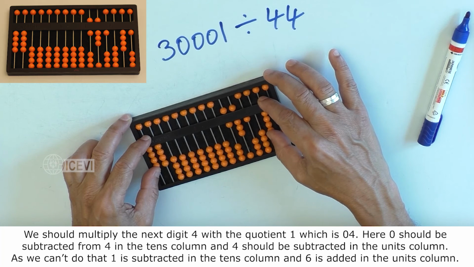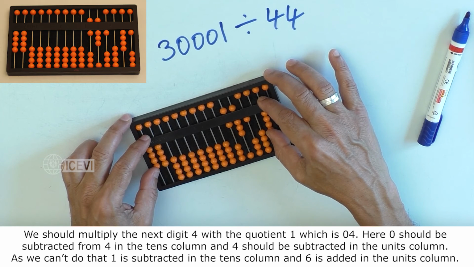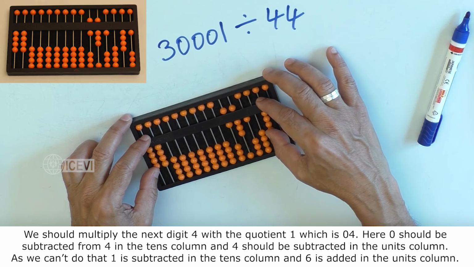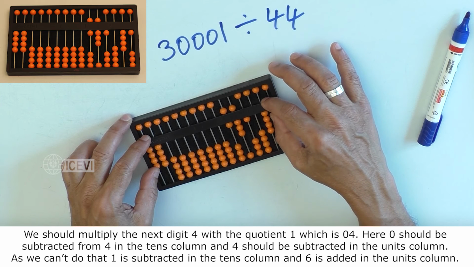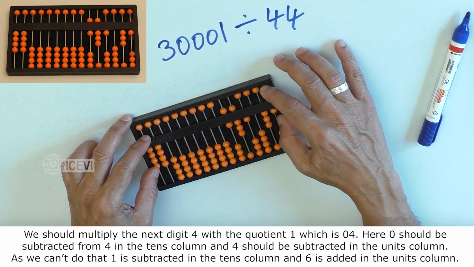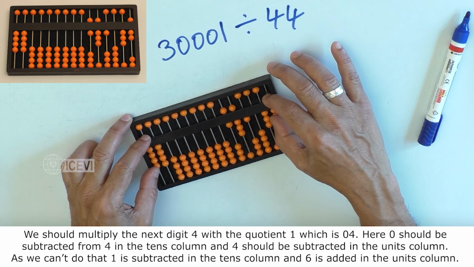Now multiply 1 with 4, that is 04. Here 0 should be subtracted from 4 in the tens column and 4 should be subtracted in the units column. As we can't do that, 1 is subtracted in the tens column and 6 is added in the units column.